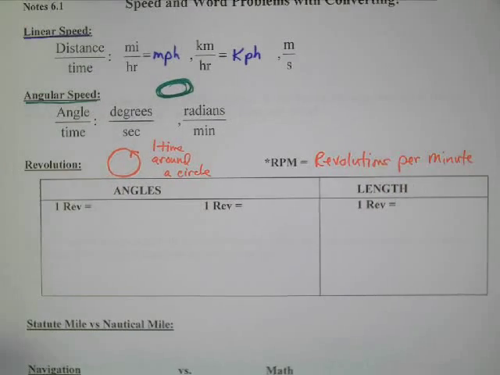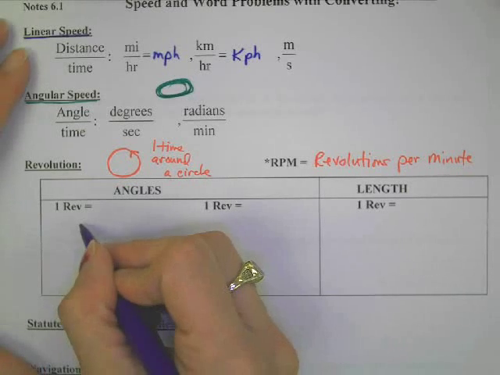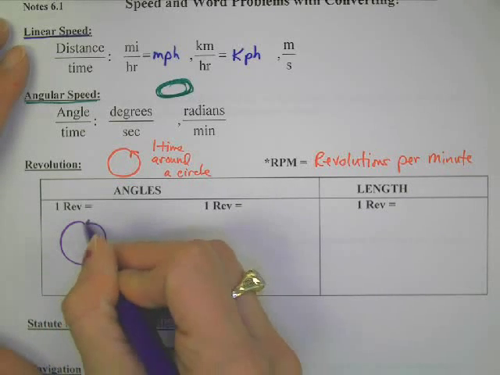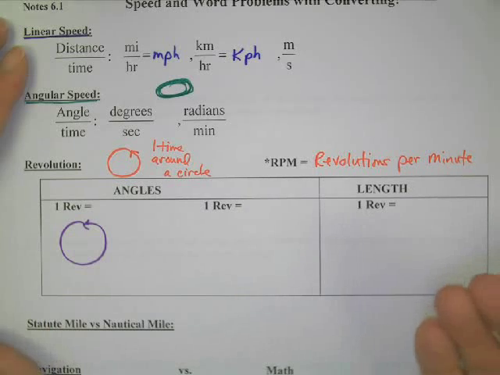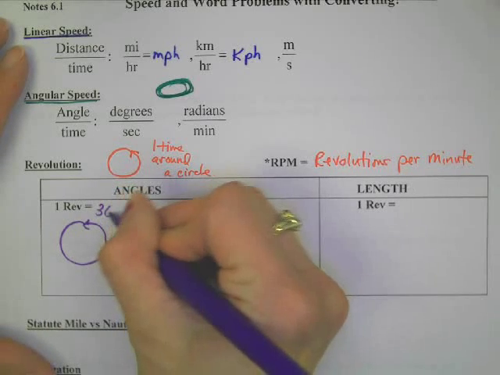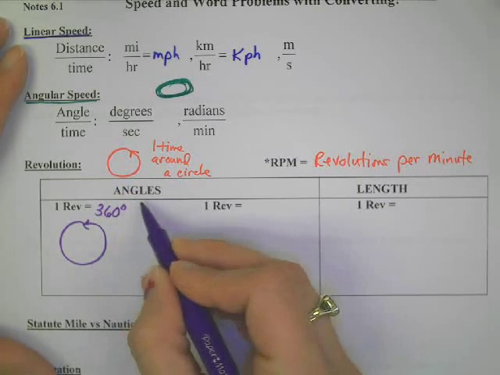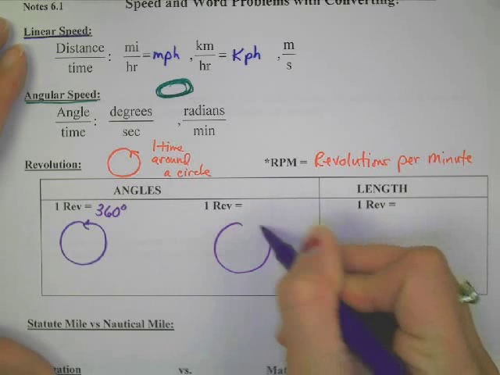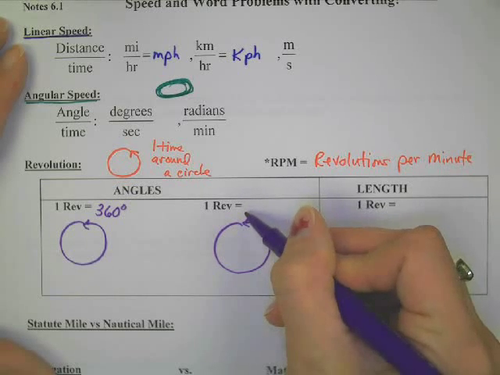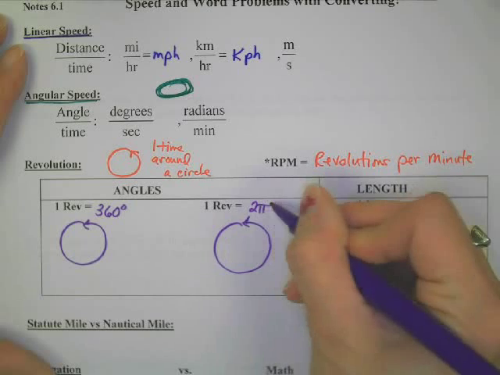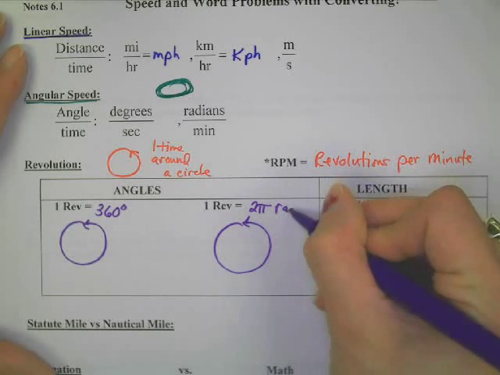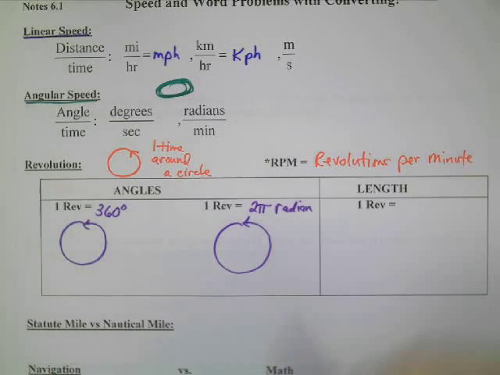So we definitely have to talk about circles a little bit. Okay, let's talk about the angles of a circle. So if I go once around a circle, how many degrees could I say that is? That would be 360 degrees if you talk angles. What if I go once around a circle? How many radians is that? One revolution would be 2 pi radians. Now that's if you talk in terms of angles.